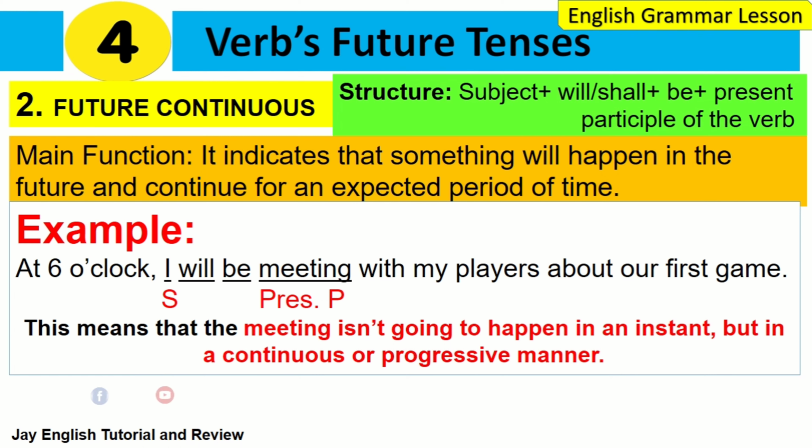That will be the present participle. And this sentence means that the meeting is not going to happen in an instant, okay, but in a continuous or progressive manner. This further tells us that if we refer to a future action that by nature we know is going to be continuous or progressive, then that may be the best time for us to use future continuous. Okay?